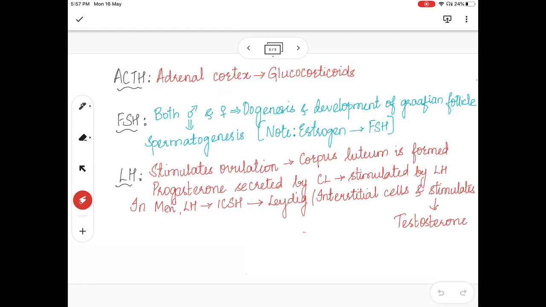Now we'll be continuing with the next hormone that is secreted by the anterior pituitary, that is called as ACTH. ACTH is also known as adrenocorticotrophic hormone, or you can also call it as corticotropin. Okay, so what does it do? It makes sure that it is going to accelerate the adrenal cortex.